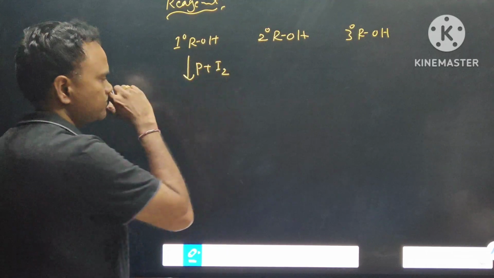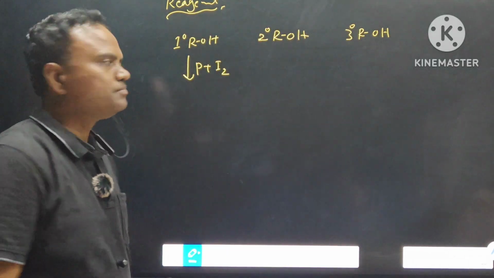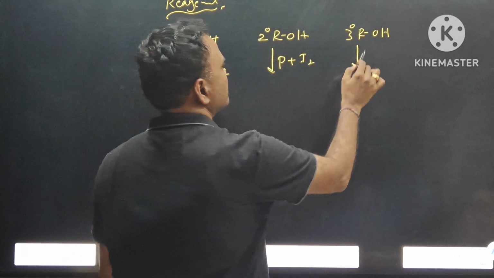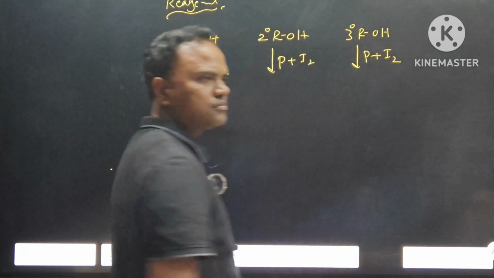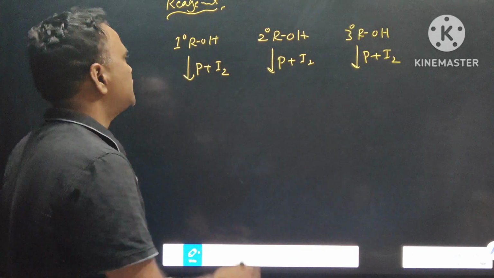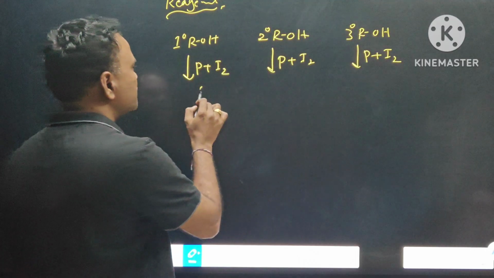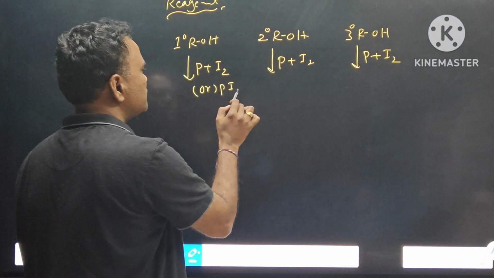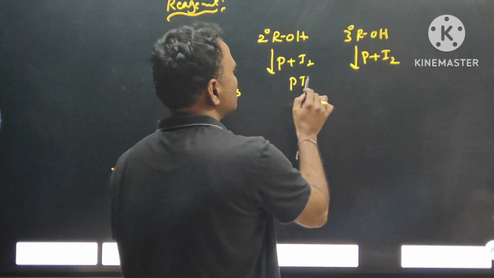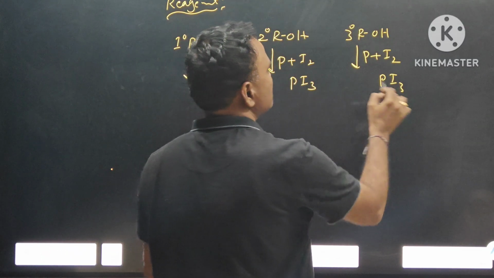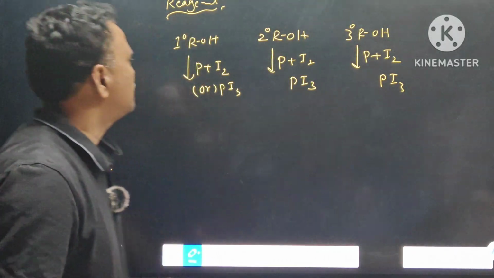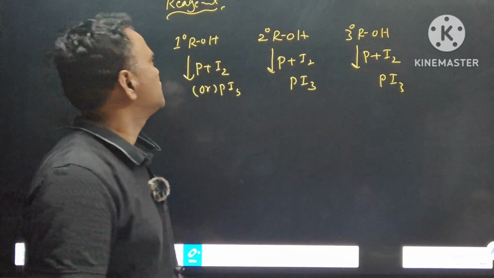Phosphorus plus iodine. Victor Meyer is a set of reagents. The first reagent is phosphorus plus iodine, or you can take PI3. When we mix phosphorus plus iodine, we get PI3: P plus I2 gives rise to PI3. We can balance it like a general reaction. You know PCl3, PBr3.